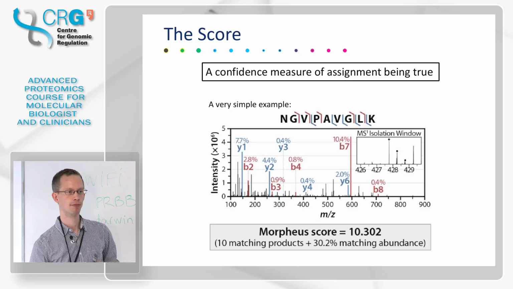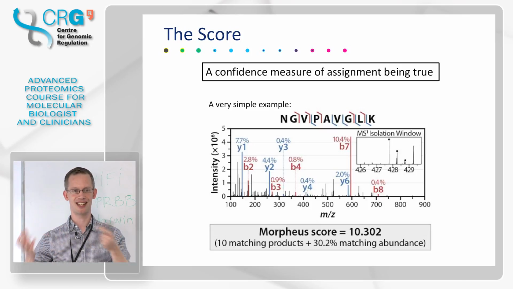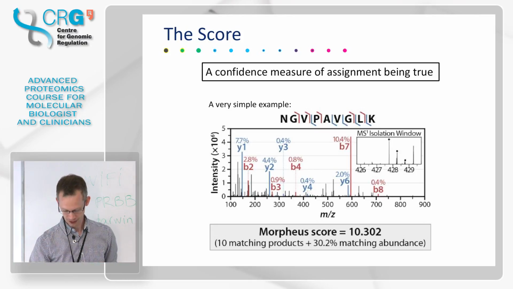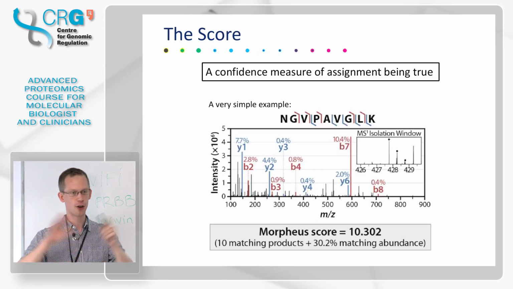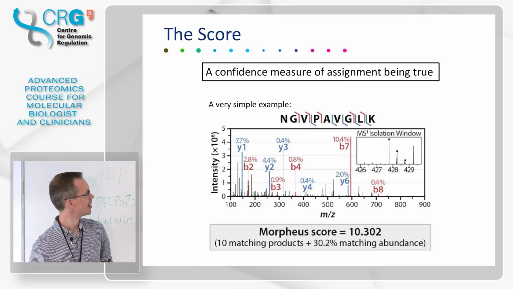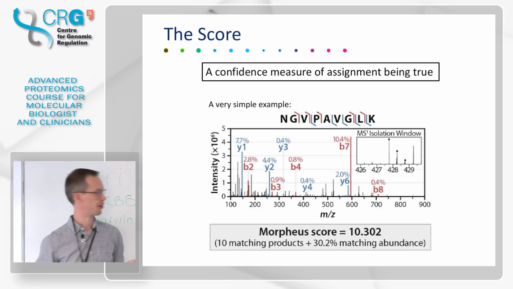So the score. Let's talk a bit about that. In general, it's a confidence measure of the assignment being true. Sometimes you can find a p-value instead, but the score is more or less the same as a significance value. Usually a high score is a good match. There are a lot of different ways of calculating the score, and I'll just show you some of them.